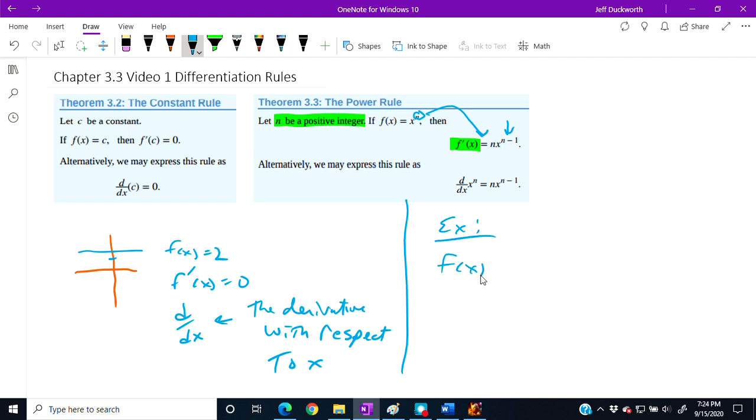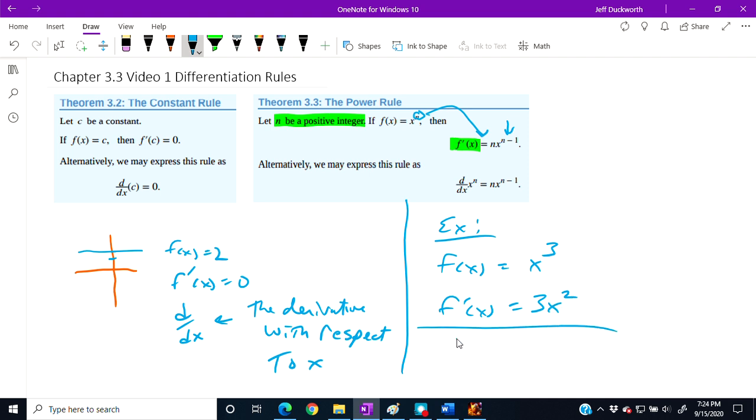say f of x equals x cubed. And f prime of x equals 3x squared. 3 comes down, and 3 minus 1 is 2.